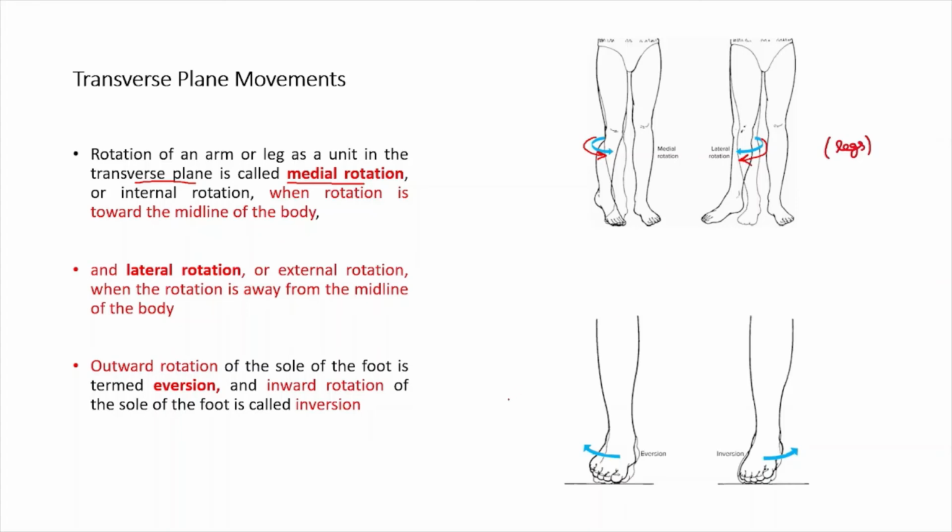Likewise in the transverse plane, we have another two types of movement which are called eversion and inversion. If you move your foot or feet outwards from the mid dorsal line of the body along the transverse plane, this is called eversion. While if you move your foot or feet away from the mid dorsal line of the body inwards, it is called inversion.